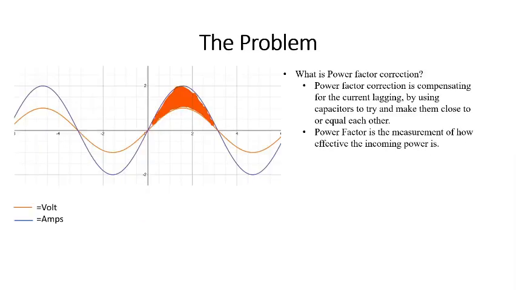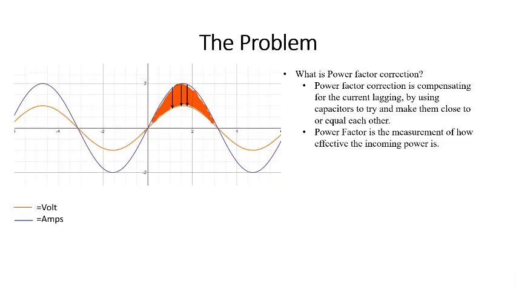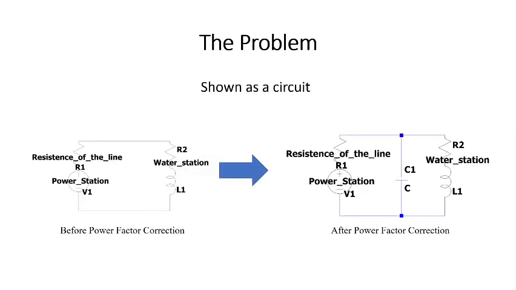Power factor correction is compensating for the current lagging by using capacitors to try and make them close to or equal each other. Power factor is the measurement of how effective the incoming power is. This is how the circuit looks before and after implementing power factor correction.